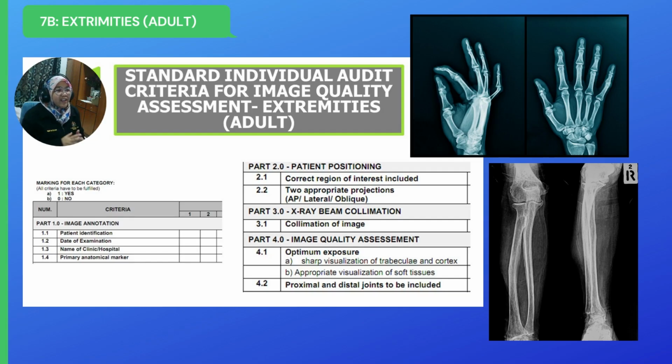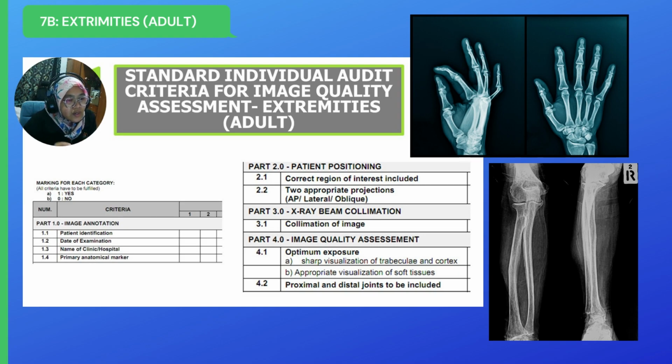We go to the second audit form, which is extremities adult. As I mentioned earlier, the first part is mandatory. If pass, we can proceed to the next part. So the second part is positioning. Correct region of interest must be included in the radiograph. Two appropriate projections for extremities radiograph, must have two.